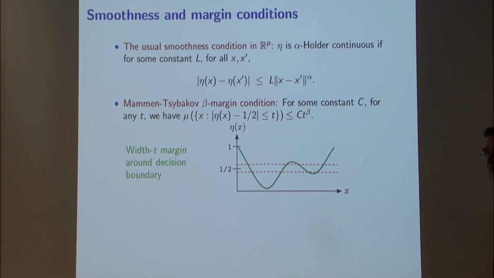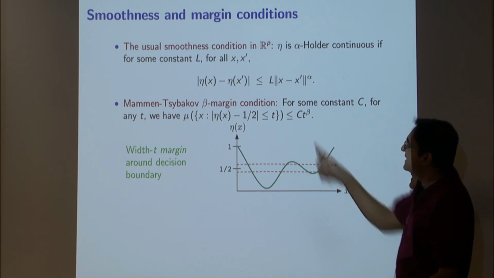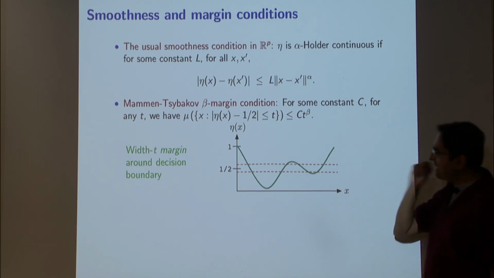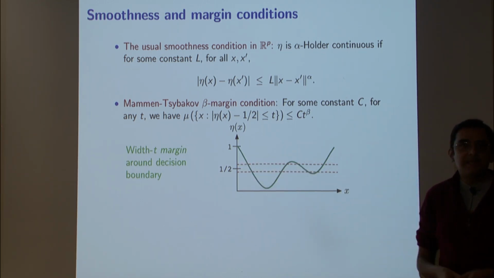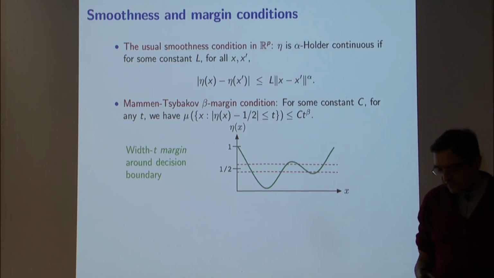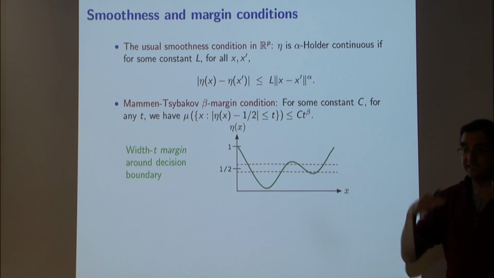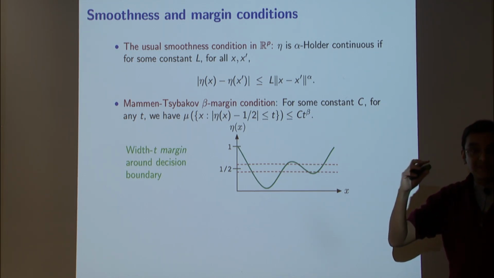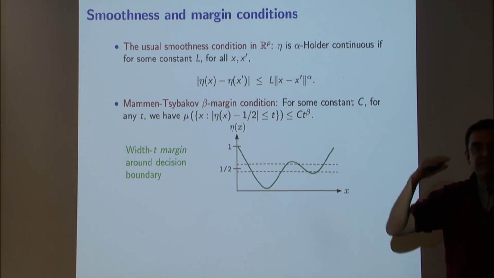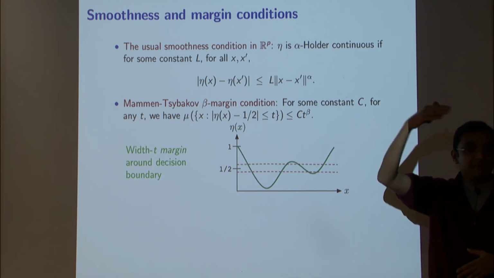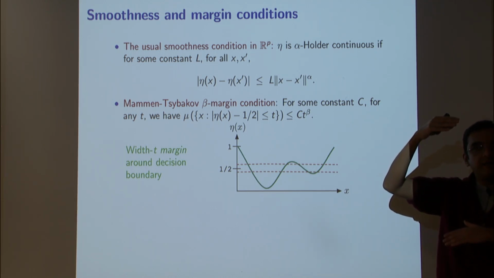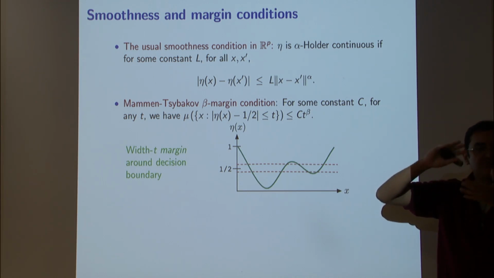The second is a little bit more interesting. The first is just saying that eta doesn't jump up and down too quickly. What the second condition is saying is basically that if you look at regions where eta is close to a half, over there you need a lot of neighbors to figure out which side of a half you're on. In a sense, they're troublesome regions. Whereas if you look at points where eta is close to 1 or close to 0, you can figure out much more quickly which side you're on. So they're qualitatively different, these two regimes.